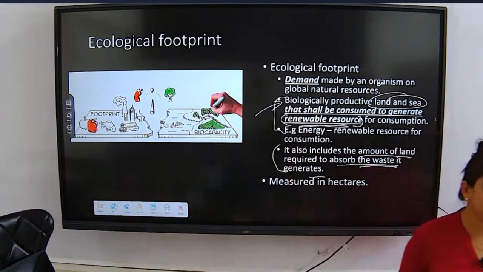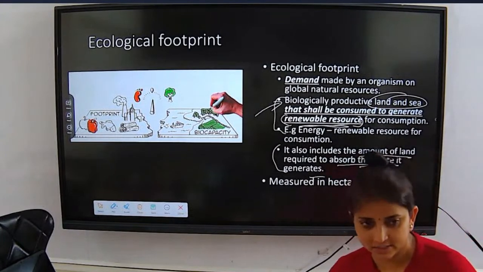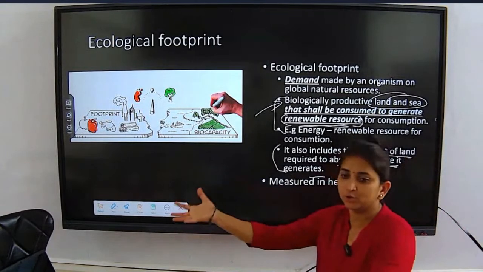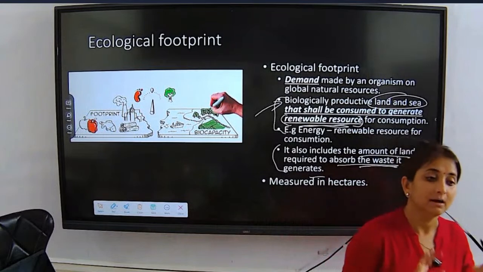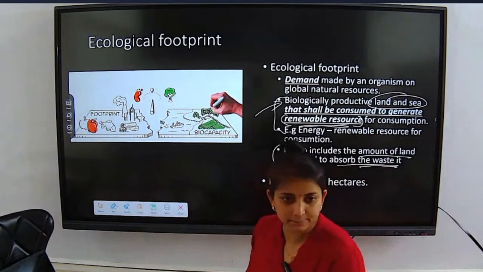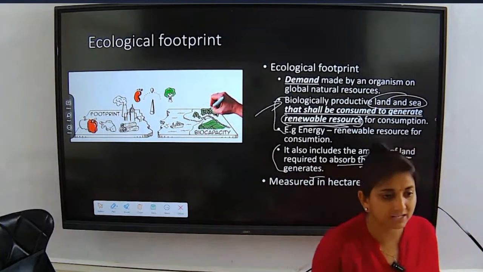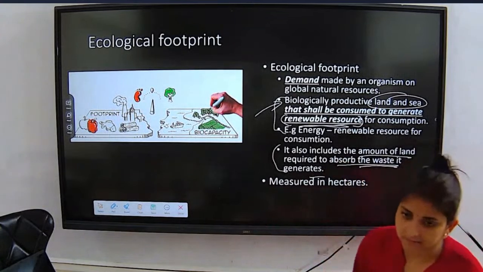There will be two components in an ecological footprint. Your demand, and the demand for absorbing this waste. The amount of land and sea that you have used for consumption of these resources, plus whatever waste you are generating, that waste must be absorbed by a piece of land, right? So these two together will be known as the ecological footprint. Ultimately, it is the demand side. Measured in hectares.